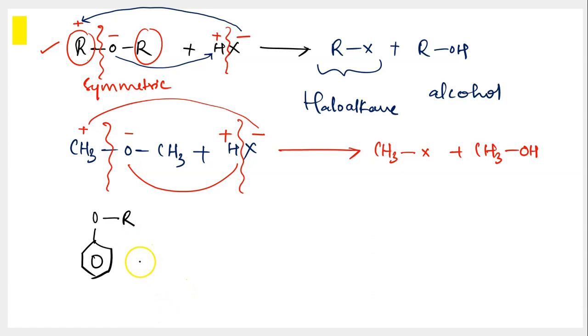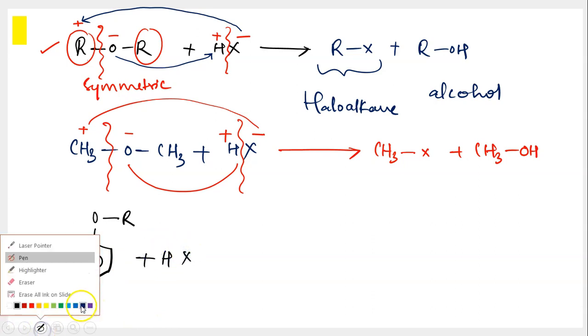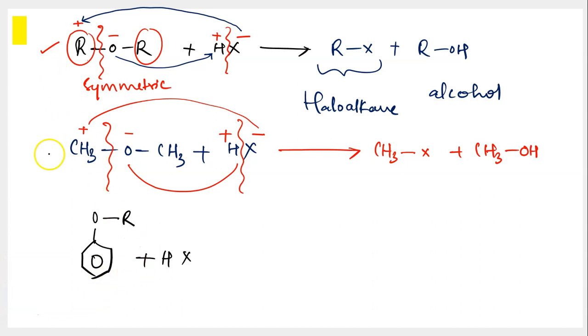So in case of this kind of ethers where you have at least one aryl group, what might happen? When these ethers react with HX, they also show the same mechanism that we have learnt in the first two cases. The bond between the oxygen and the carbon breaks down.